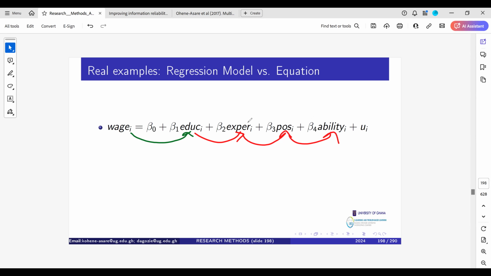So the wage is affected by all these factors. The UI is the error term, which indicates other factors that can affect wage but have not been captured. What do you think are the relevant other factors that can affect wage but have not been captured? Don't worry, I'll be the one to determine what is relevant. So you can give me other factors which are inside the error but have not been captured here.